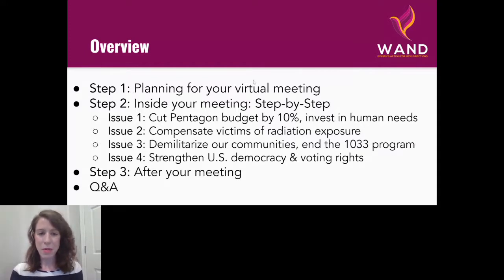So yes, we'll be talking about logistics first. Step 2 here is inside your meeting. So step by step, what a meeting looks like. We also have a resource on this if you'd like to refer to it on our Lobby Day page on the Juno platform. So feel free to download that PDF. It's a 2-page document that just suggests a layout for planning your meeting.